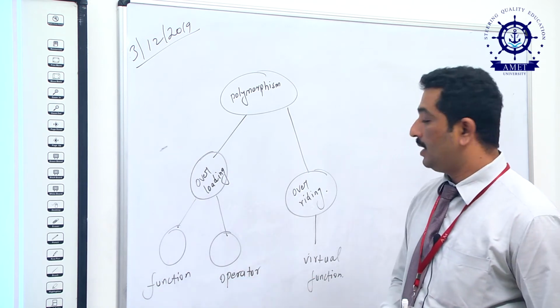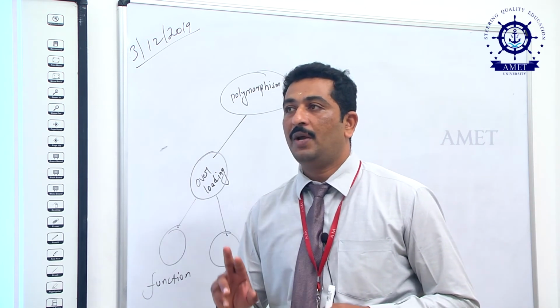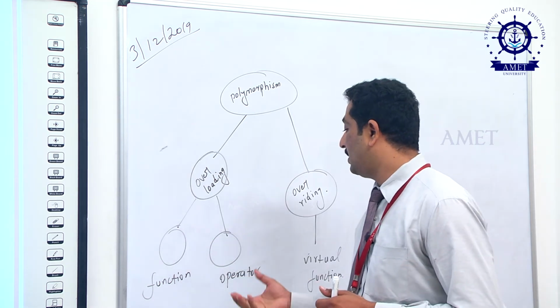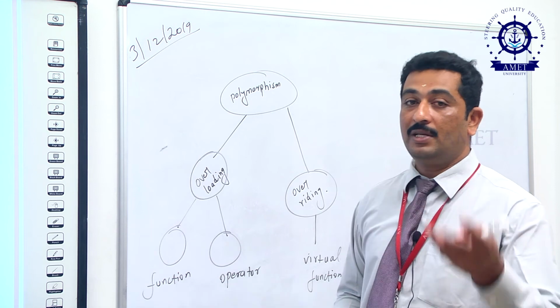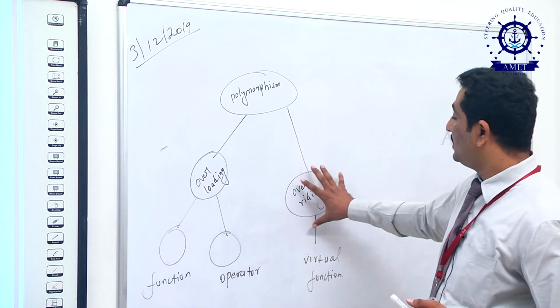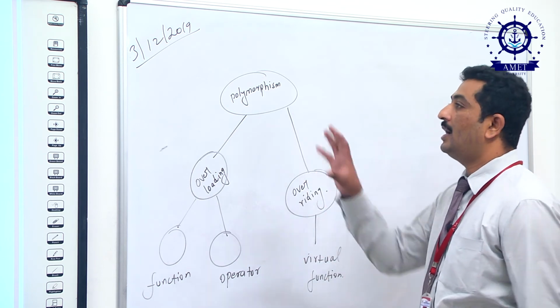Operator overloading means making some operator behave with different operations. Suppose the plus operator performs a minus operation and the greater than operator performs a less than operation. That is called operator overloading. And then overriding is a different concept, mainly used in inheritance.